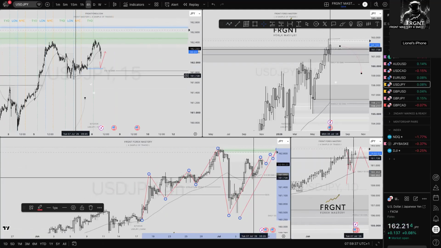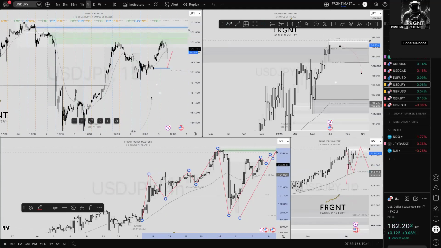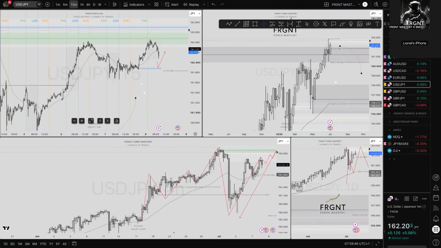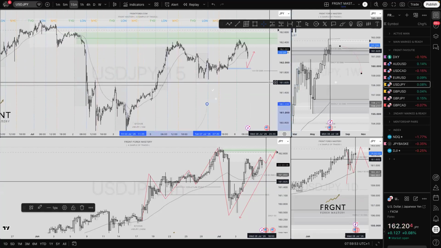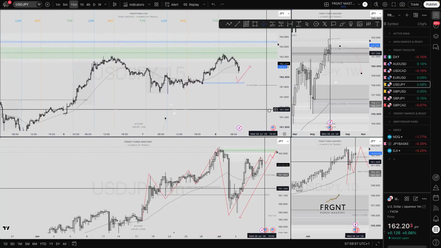Lower time frames, what do we have? 15-minute order block right up at the highs. So that isn't actually refined within the 4-hour time frame, but what that is refined within is nicely the daily order block. So we've got a couple of points of interest on the 15-minute time frame where I'll be interested in taking a short position from.